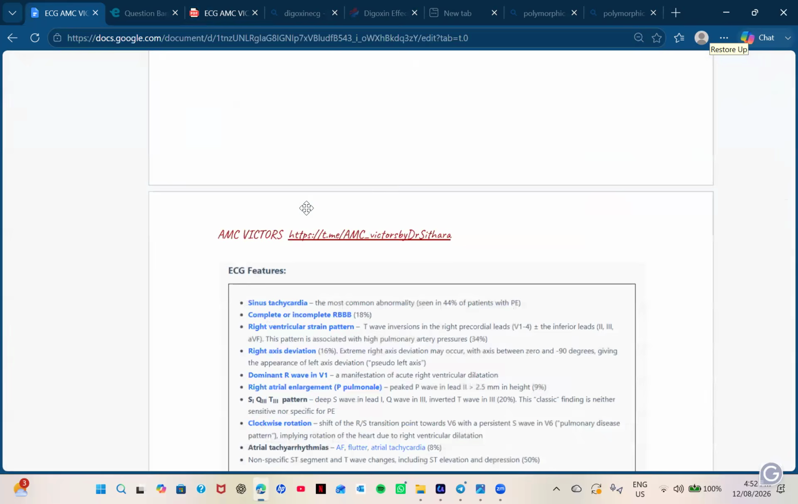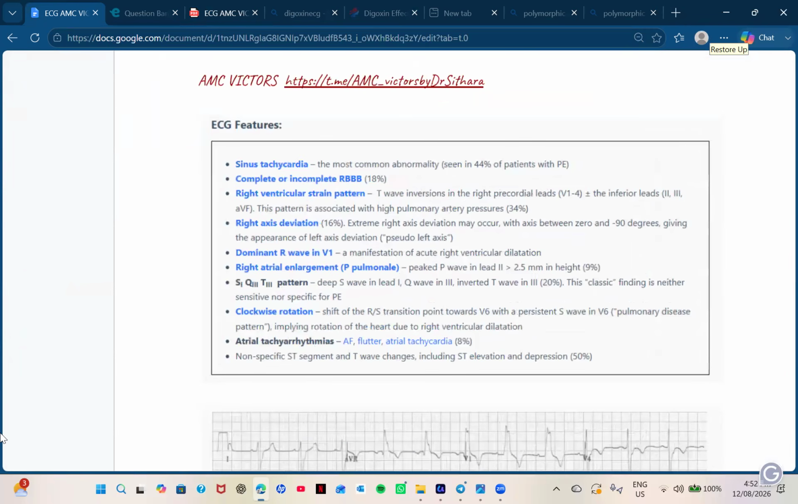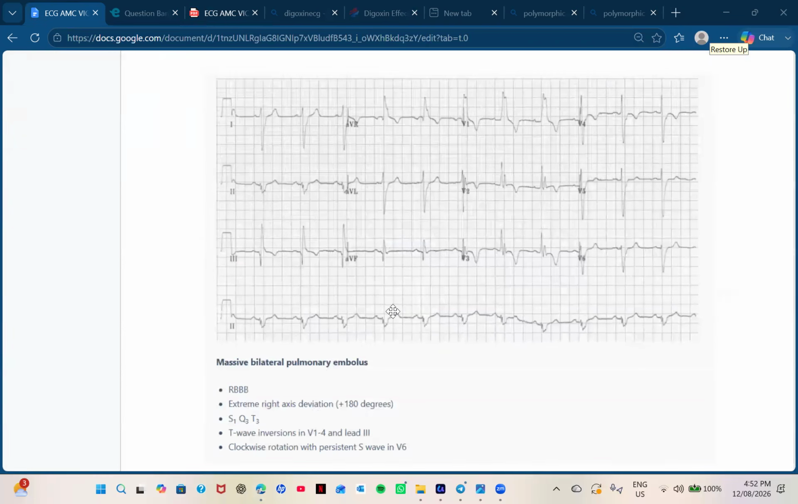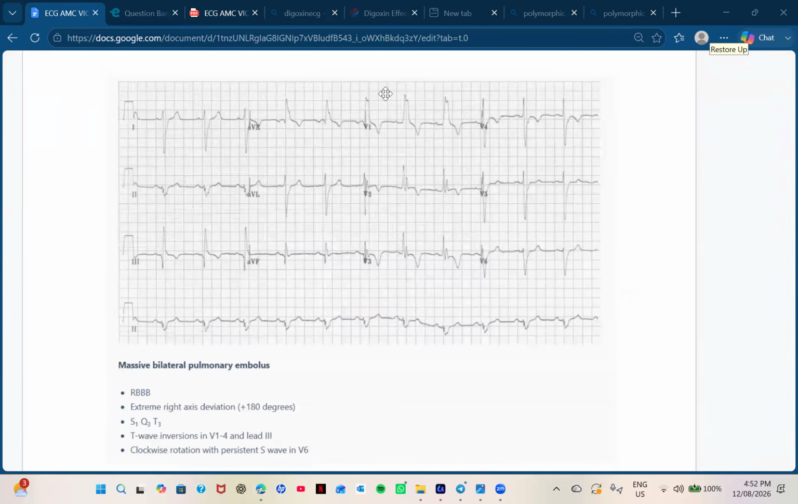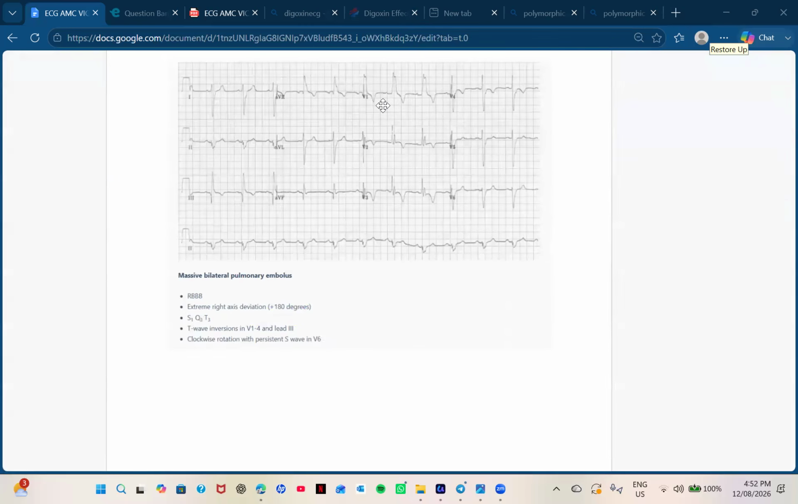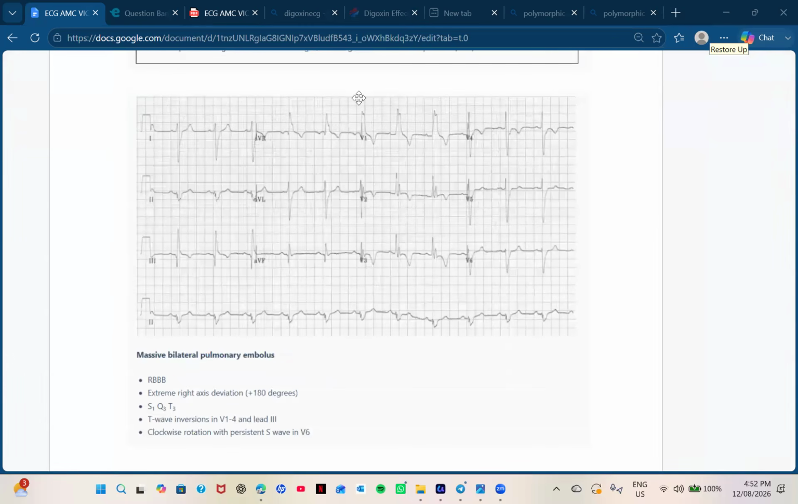Okay, here. Same thing, okay, here. Here you can see the right bundle branch block as well. Here you can see M, the notched one, M, the marrow, right? And V6 a kind of W presentation, you can see right bundle branch block. And here S1, okay, deep S, Q3 and T3 pattern.